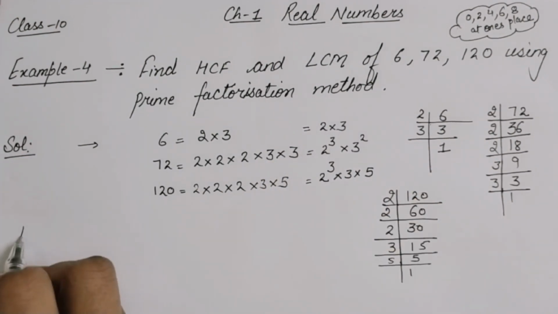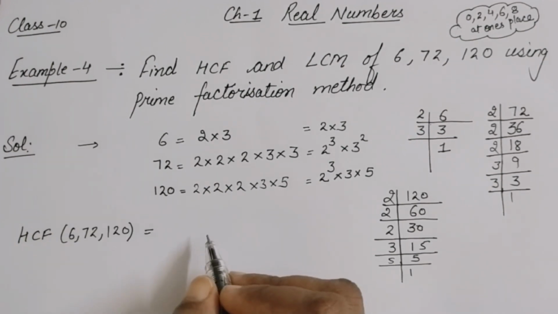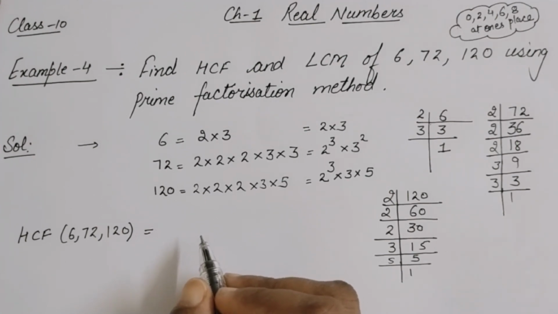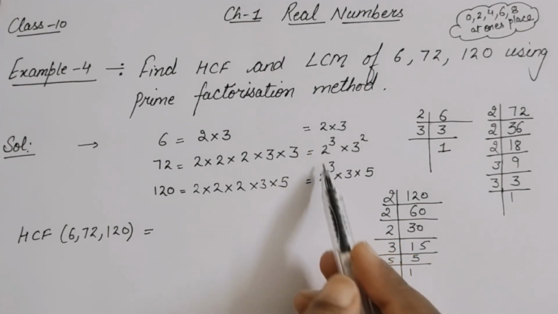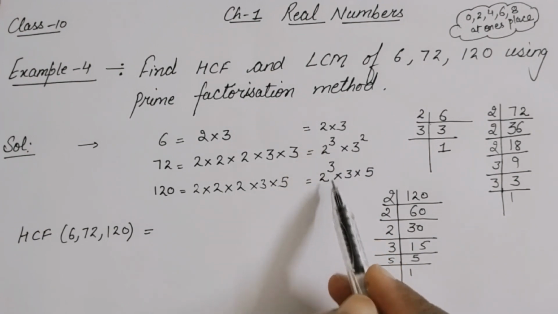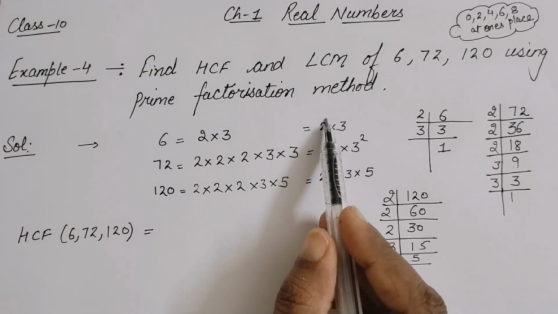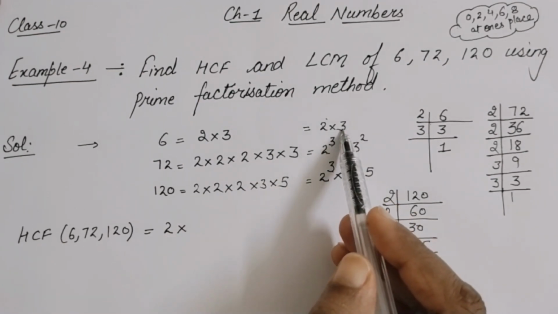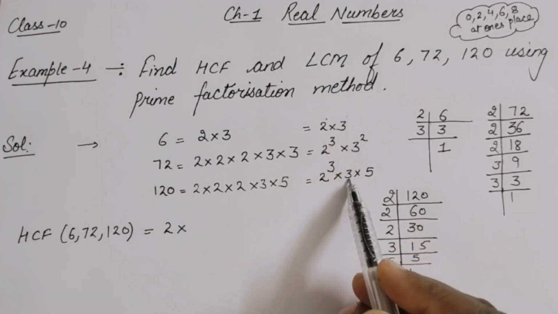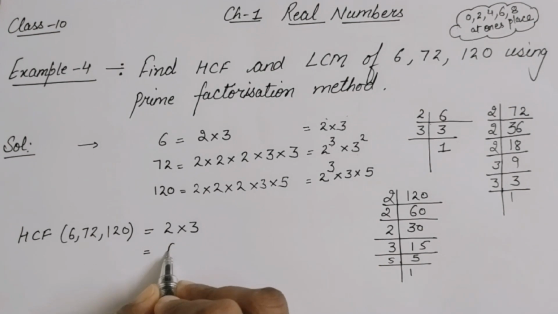After that, what is HCF? HCF is the product of the smallest power of each common prime factor of the numbers. Means you're going to take the smallest power of each common prime factor. The prime factor which is common, and that should be with the smallest power. Here 2 to the power 3, 2 to the power 3, 2 to the power 1. Nothing is there means it is 1. So we are going to take 2 to the power 1. Now 3 to the power 1, 3 to the power 2, 3 to the power 1. Again you are going to take 3 to the power 1. It means the HCF is 6.